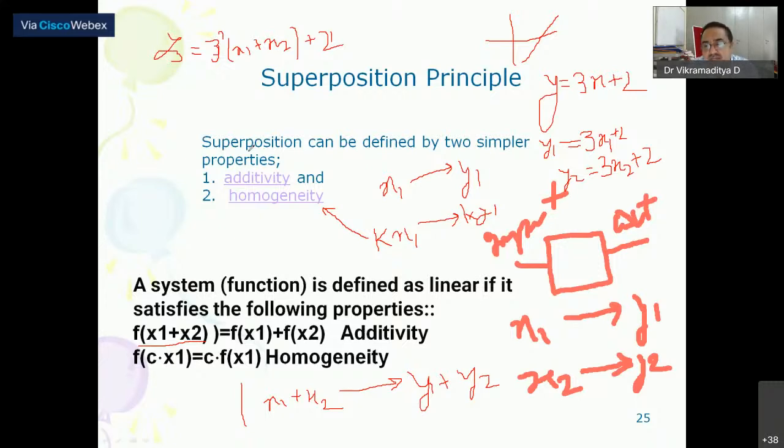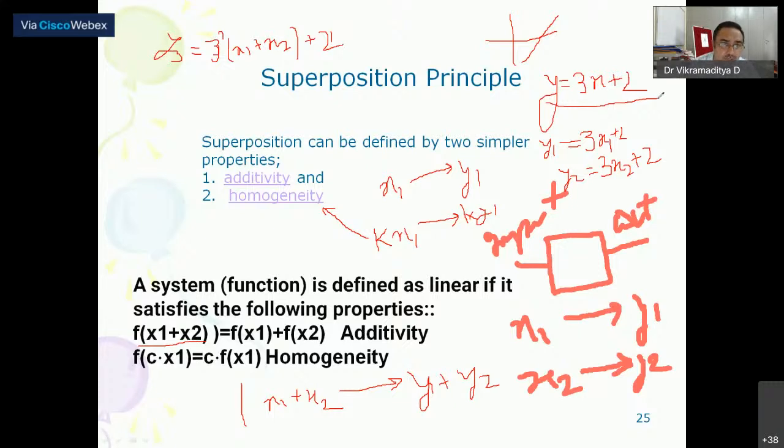Is it equal to y1 plus y2? No, it is not equal to y1 plus y2, because if you combine y1 and y2, you will get 3x1 plus 3x2 plus 4. Mind it, but here y3 is coming to be plus 2 only. Hence, y3 is not equal to y1 plus y2. Hence, it does not obey the principle of additivity. Hence, it is a non-linear system. Though your mathematics says that it is representing a linear straight line, it is not representing a linear device. It is not representing a linear system.